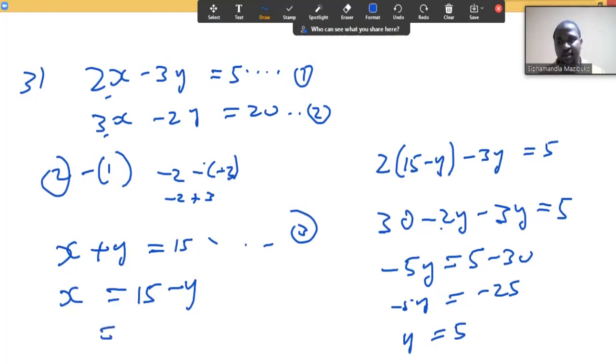Let's come to our x here. So we have 15 minus our y, which is 5. So our x is 10. Yes, we're done. I think this was a short way. Instead of trying maybe to divide by 2, try to avoid fractions. It can become more complicated, but this way it can work.